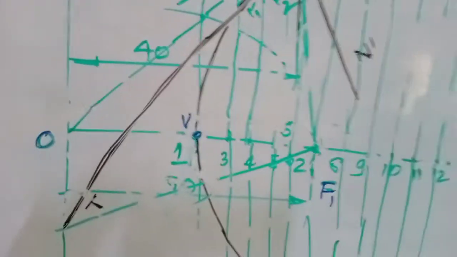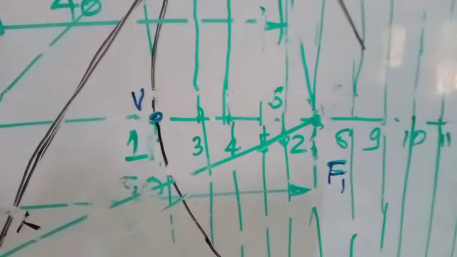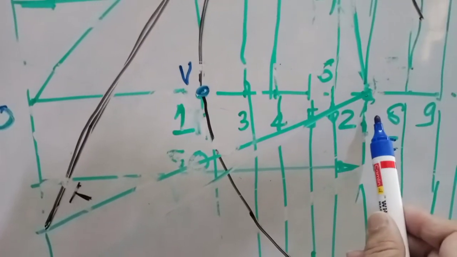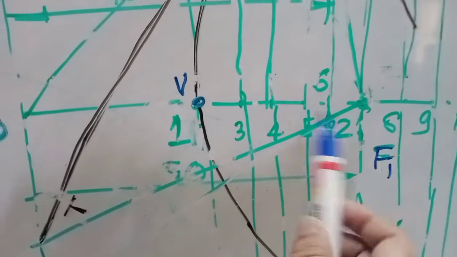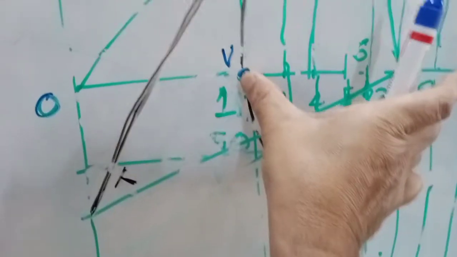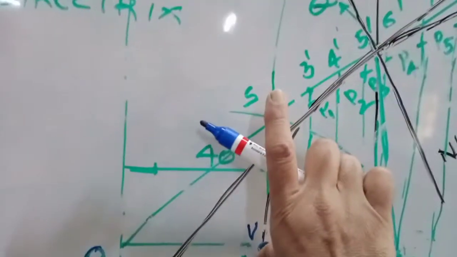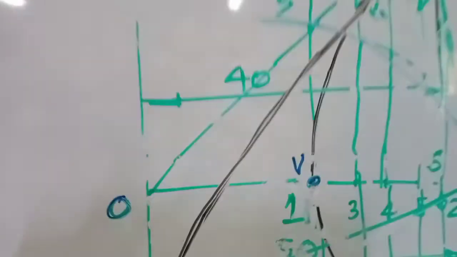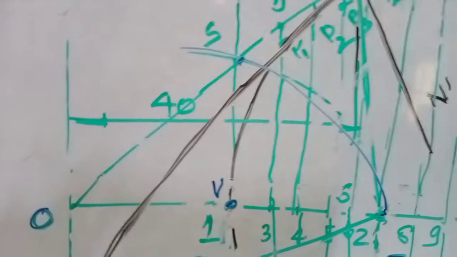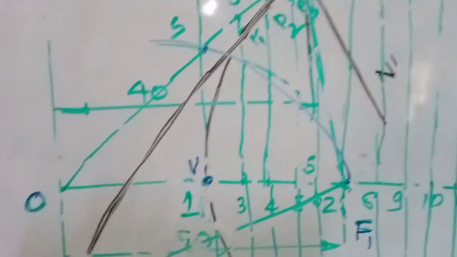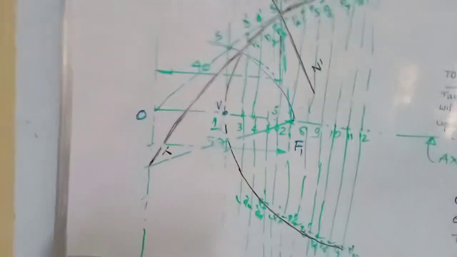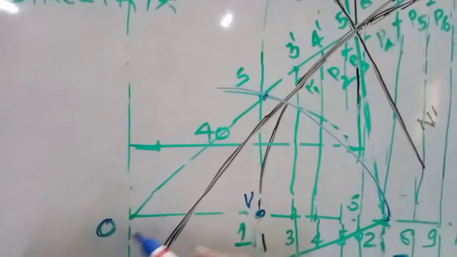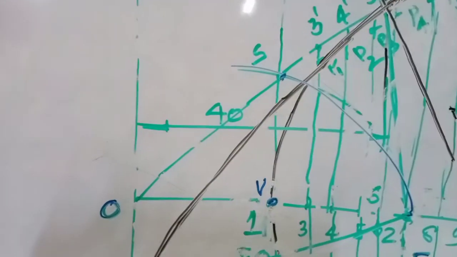Now, what is the third step? We have to take the distance VF1 with the compass, and with V as center, rotate it towards the line from V. Now, we get the point on this line as S. Now, what we have to do? Draw O to S and extend it.